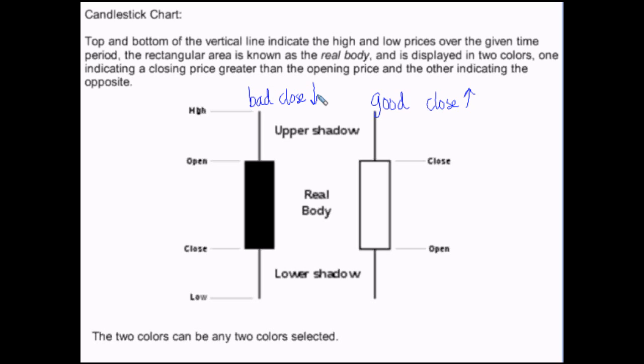Now, if your high and your close were the same, there won't be like a top line. It'll just be the top of the box. So if they match, it's just the box. Does that make sense? Any questions about that so far?